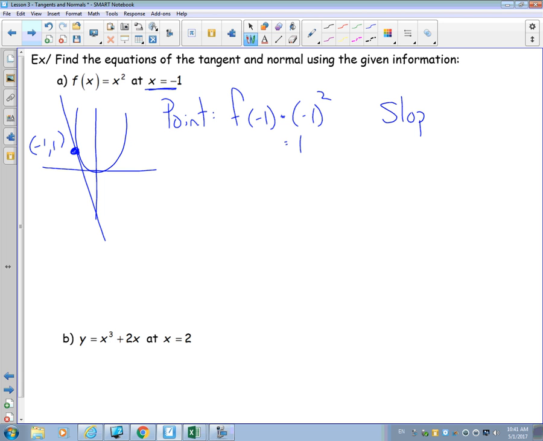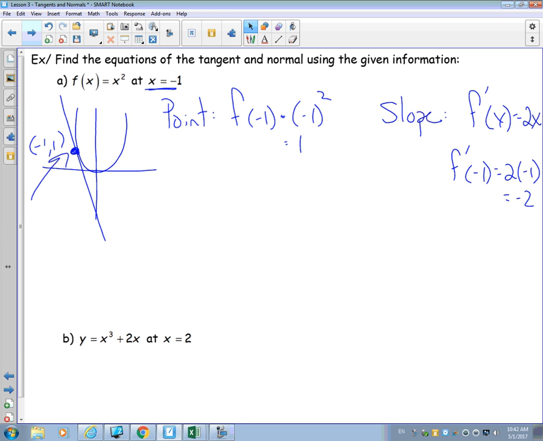Okay, my slope is coming from my derivative, but I don't have a derivative yet, so I need to find that. So my derivative is 2x. What derivative do I want? I want the one at -1. So f prime at -1 is 2 times -1, or in other words, -2. Using these two pieces of information, I can find my tangent.